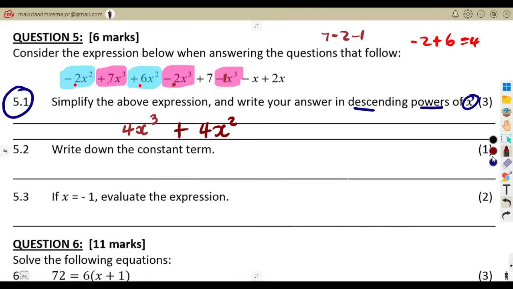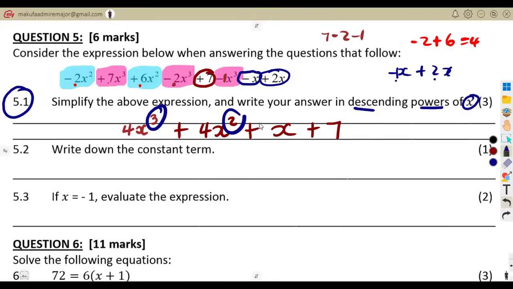Then we move on to the part of x. Where x is, there we have got minus x plus 2x. Minus x plus 2x. This is the same as minus 1 plus 2x, which is x. So that is plus 1, which is the same as plus x. Then the constant at the end, which is 7 plus 7.